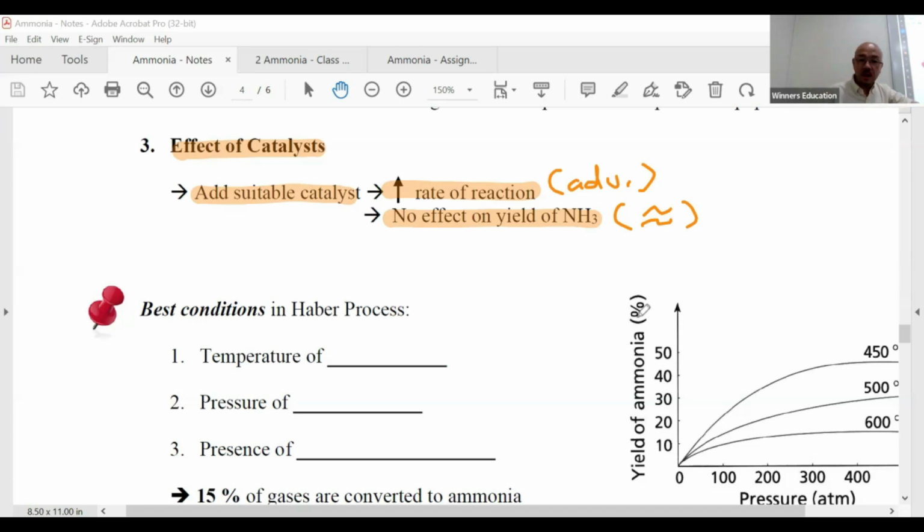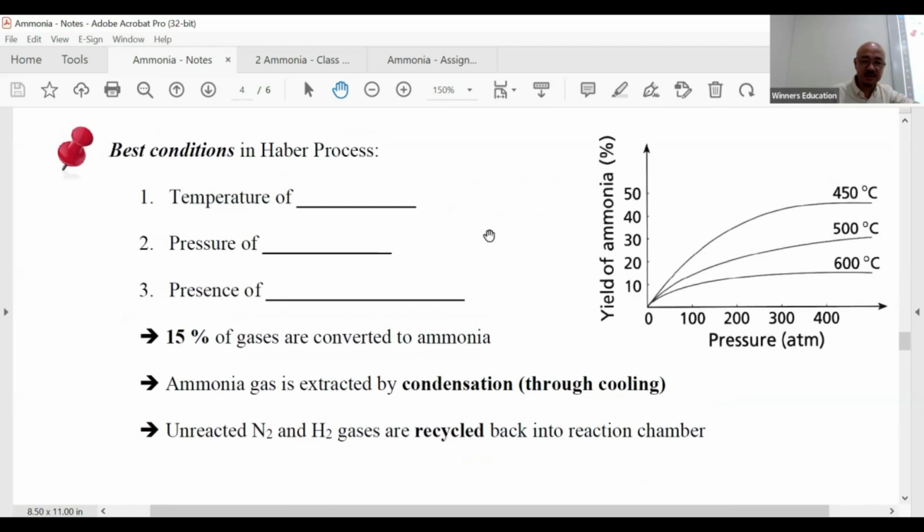Done. So all in all, the engineers, the chemists will run millions, billions of experiments. They found out this is the optimum condition for things to occur. Temperature for Haber process is 450 degrees Celsius.